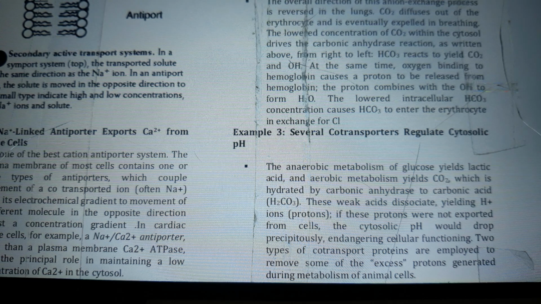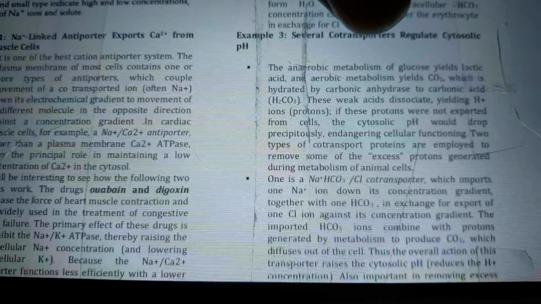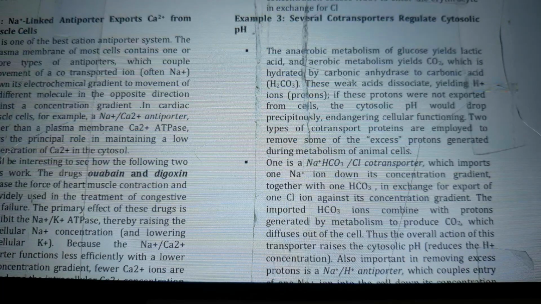The next example is several cotransporters that regulate cytosolic pH. The anaerobic metabolism of glucose yields lactic acid, and aerobic metabolism yields CO2, which is hydrated by carbonic anhydrase to carbonic acid, H2CO3. These weak acids dissociate, yielding H+ ions, protons. If these protons were not exported from cells, the cytosolic pH would drop precipitously, endangering cellular functioning.